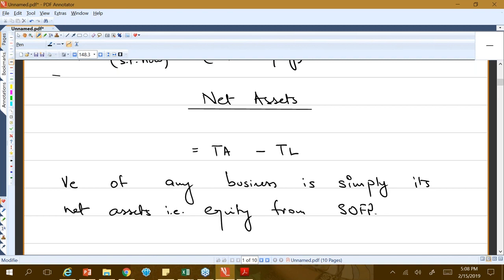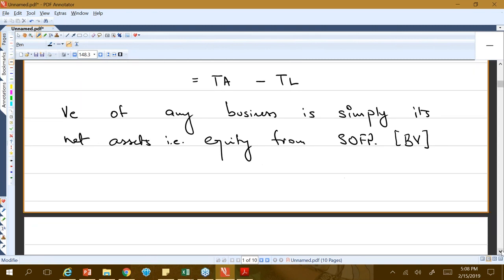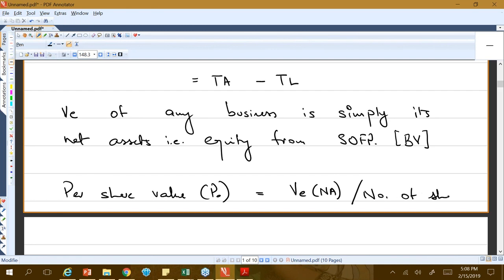And remember, this equity from the SOFP is the book value of equity. If the examining team wants you to find out the per share value, the P naught, then you take this value of equity based on net assets and divide by the number of shares.